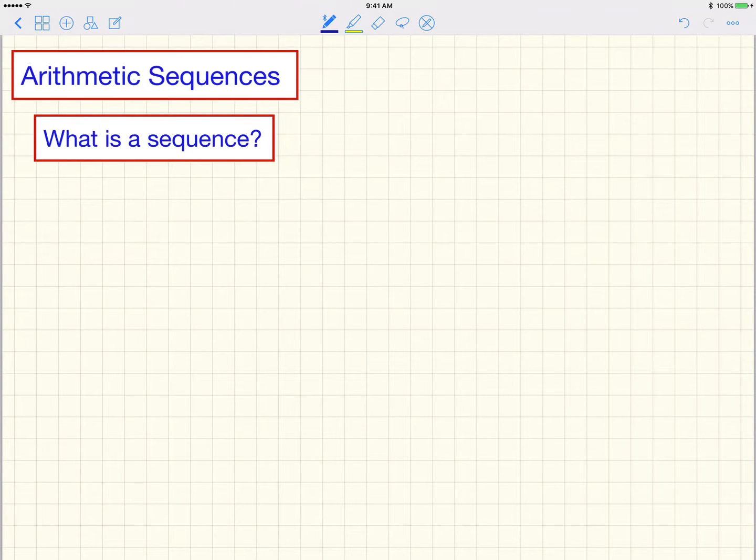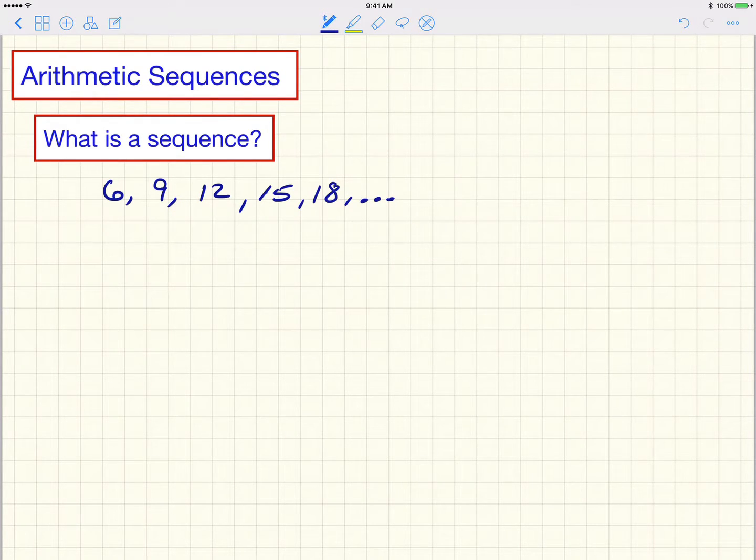For example, I could have a series of values that does something like this: I have a 6, a 9, a 12, a 15, an 18, and so on and so forth. Anytime that a series continues, we use three little dots. Those are called ellipses. That means the sequence runs on forever towards the right. So that's one series.